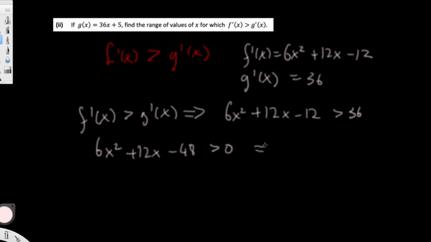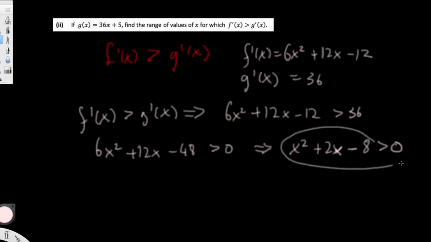And you know what? I'm going to divide across by the 6, so that's x squared plus 2x minus 8 is greater than 0. Okay, so this question is actually turning into this question here, which is to solve a quadratic inequality. Now notice I could divide across by that 6 because it was a plus number and I didn't change the direction of the inequality. Okay, so how do I solve a quadratic inequality?